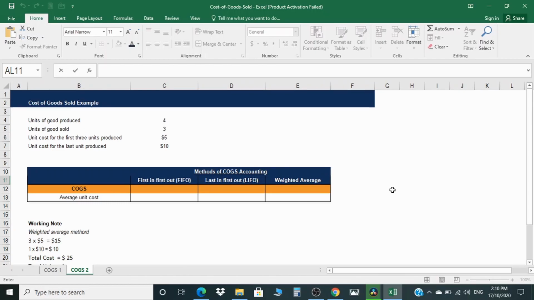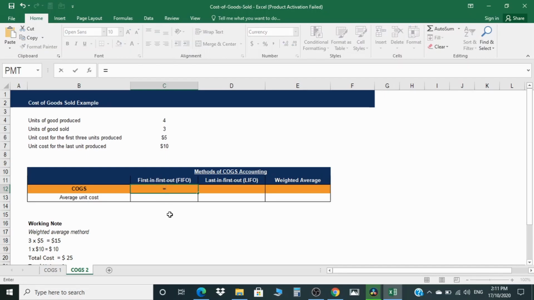Okay, so we go for the first one. This is first in first out, the FIFO method. These are three methods of stock management. A company produces 4 units of goods, and they sell only 3 units. The cost for the first 3 units produced is $5, and the last unit is $10. So you have 4 units, 3 for $5 and the last one for $10. Because there is less quantity, less supply, demand goes up and the price goes up. That's the idea. Okay, we will go by this.